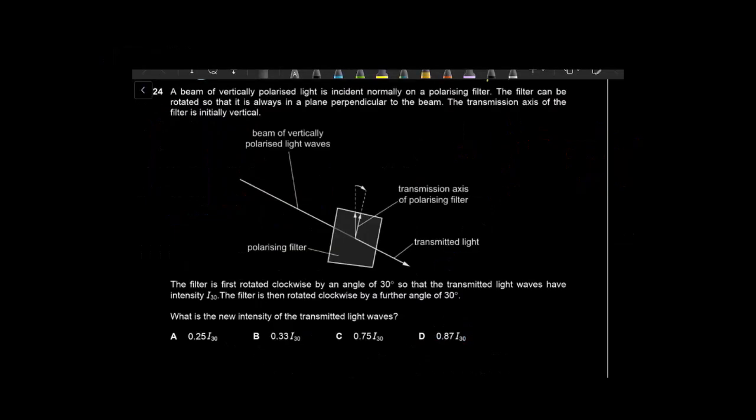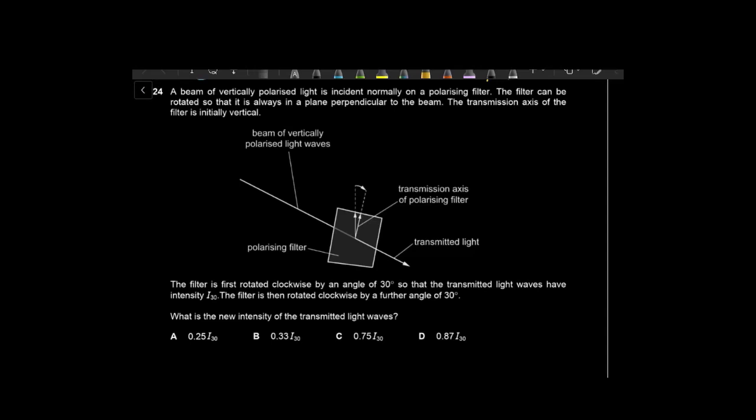A beam of vertically polarized light is incident normally on a polarizing filter. The filter can be rotated so that it is always in a plane perpendicular to the beam. The transmission axis of the filter is initially vertical. The filter is first rotated clockwise by an angle of 30 degrees so that the transmitted light wave has intensity I30. The filter is then rotated clockwise by a further angle of 30 degrees.